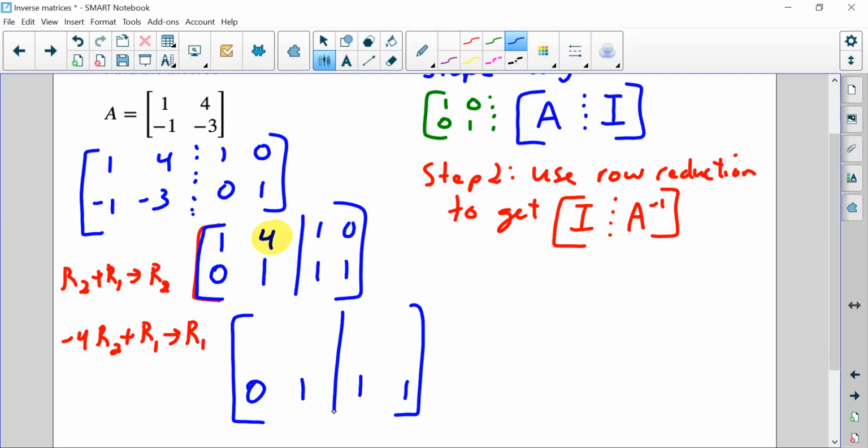All right, let's try this. -4 times 0 plus 1, well, that's still 1. Yay. -4 times 1 is -4, plus 4 is 0. Perfect. -4 times 1 is -4, plus 1 is -3. -4 times 1 is -4, plus 0 is -4. Okay. And now I've gotten step 2 done because I have my identity matrix over here. That's when I know I'm done.